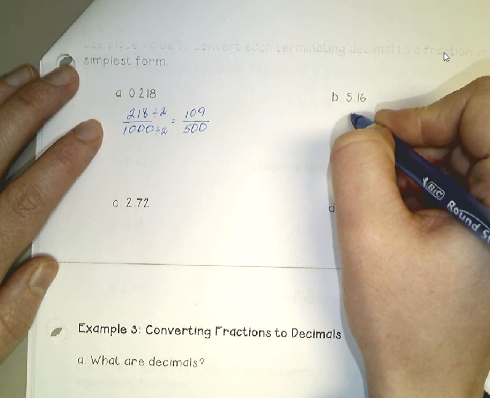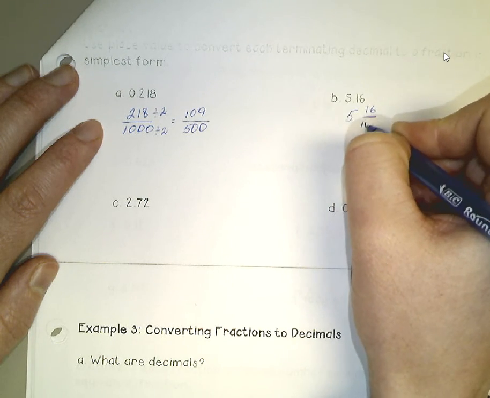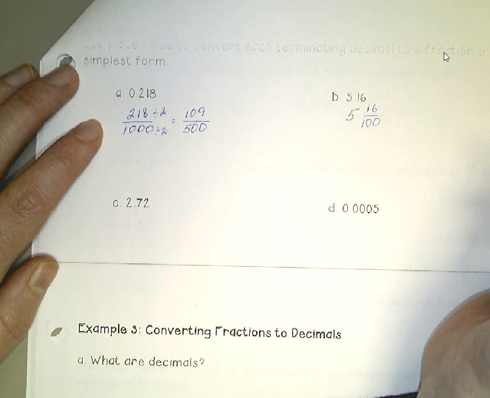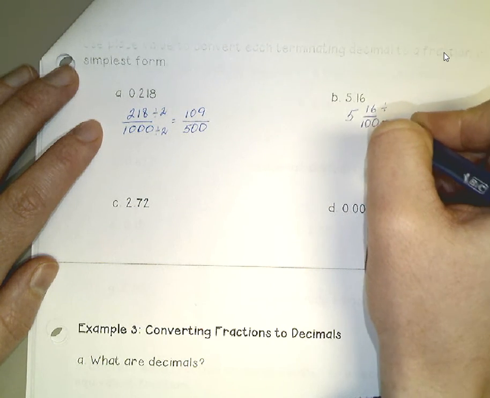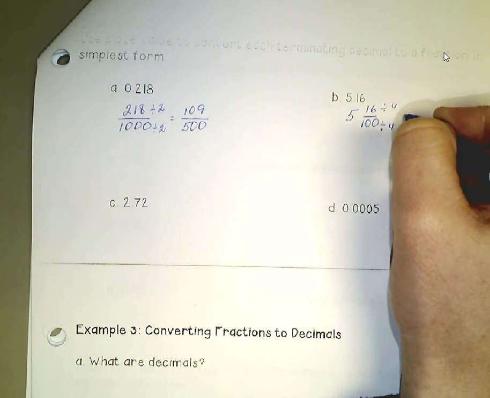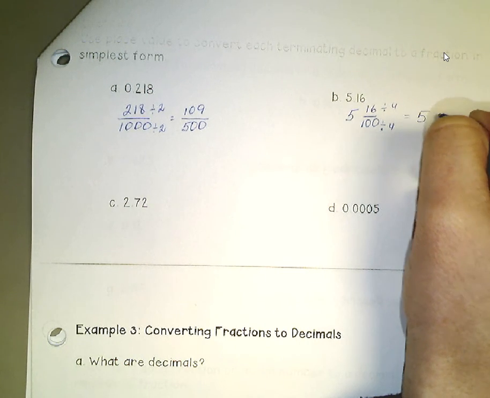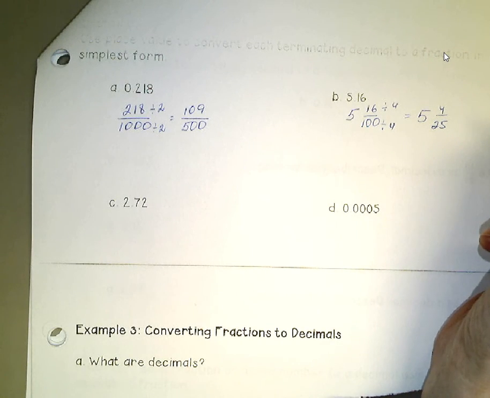So we know 5 is the whole number, and 16 hundredths is what I have here. 16 hundredths is written as 16 over 100. I can now simplify 16 and 100 by 4. And I will get 5 and 4 25ths. And that's where I stop.